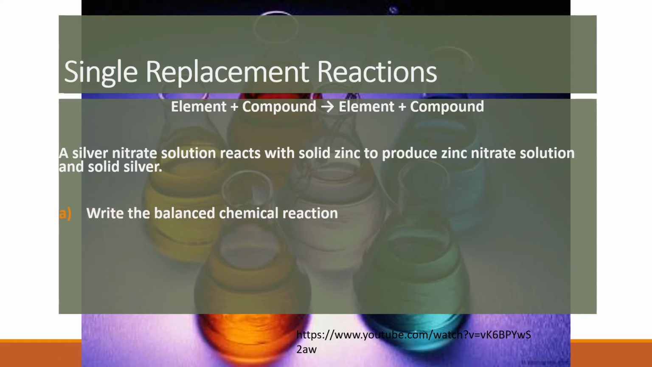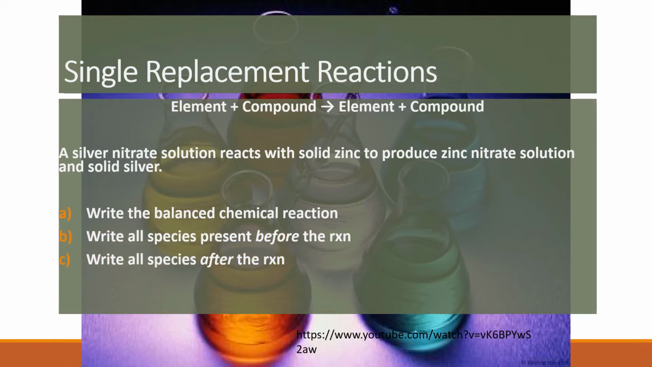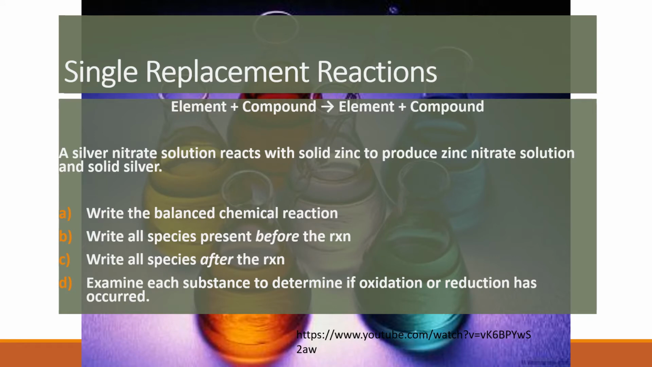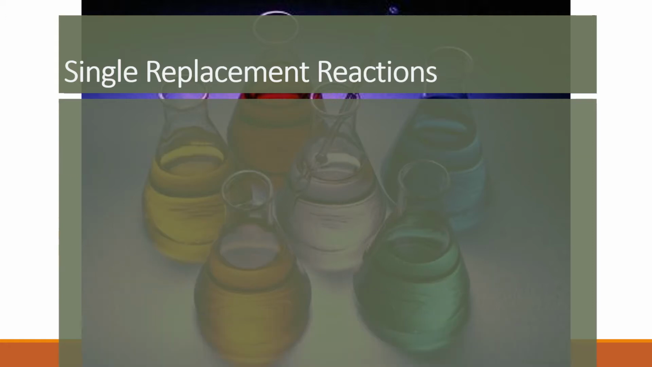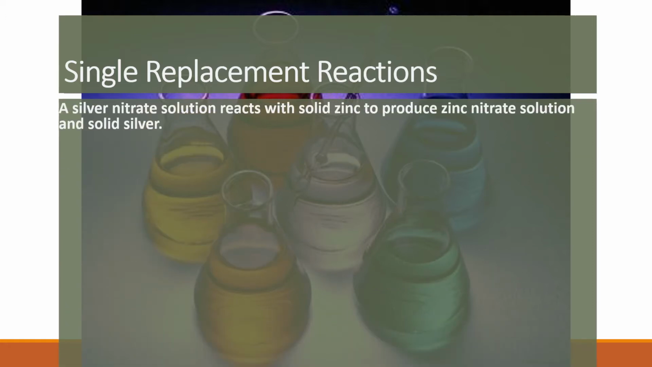solid silver. We're going to have 4 steps. Write out a balanced chemical equation, write all the species before and after, and then we're going to see if an oxidation or a reduction has actually occurred. So if you would like to try and practice taking this and creating a balanced chemical equation, please do so now.